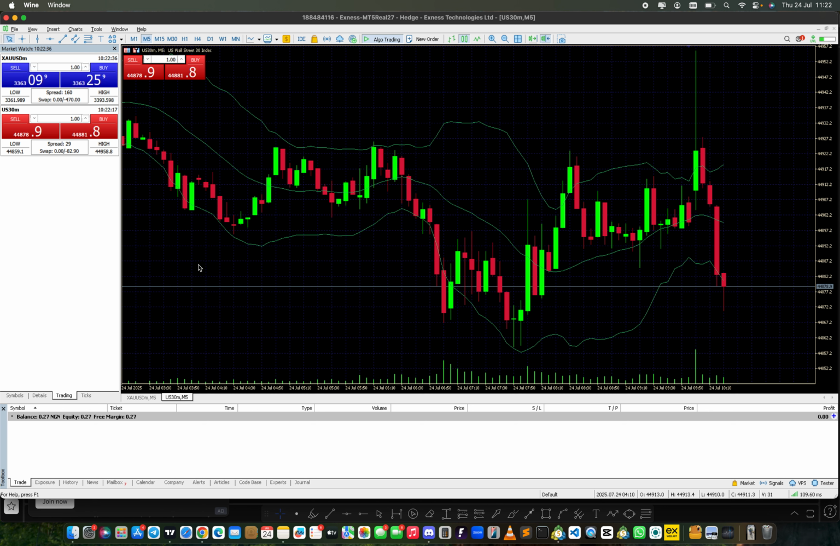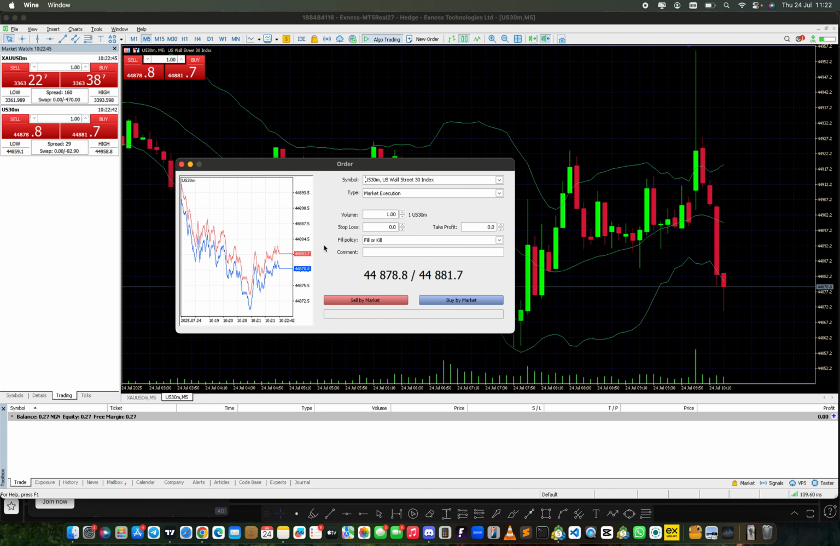Once you have set up already, click on your new order. See it at the top, this new order right here. So click on new order. Once you click on new order, you can see stop loss and you can see take profit. So before you even come here, you have already analyzed your market. You know where your market is going to go. You know your stop loss.